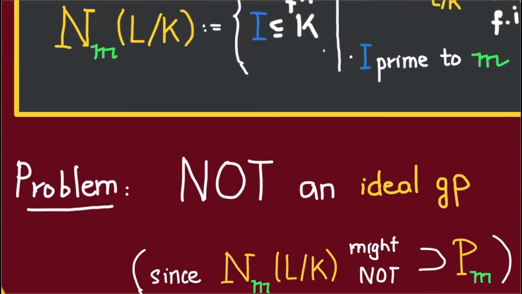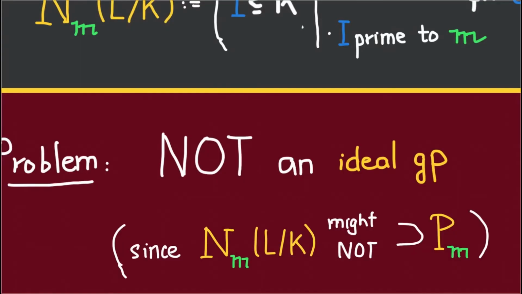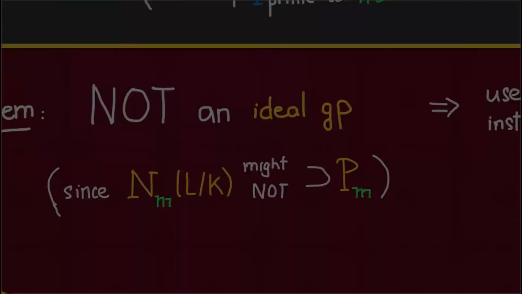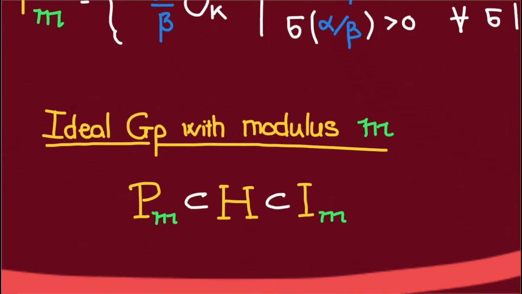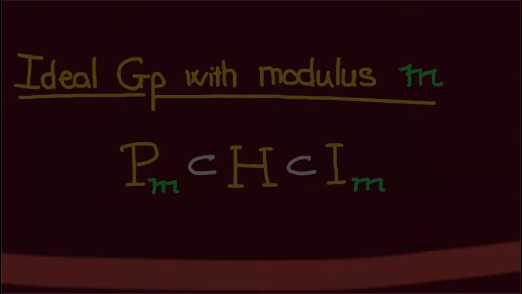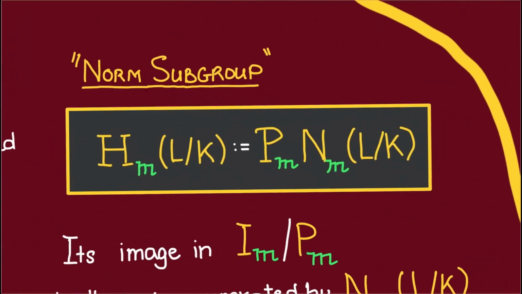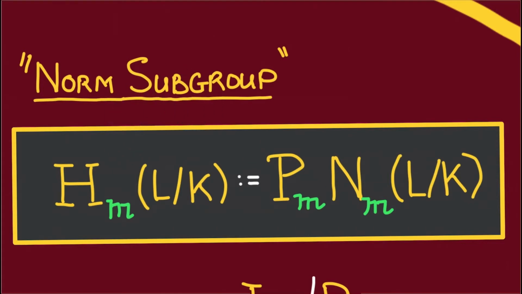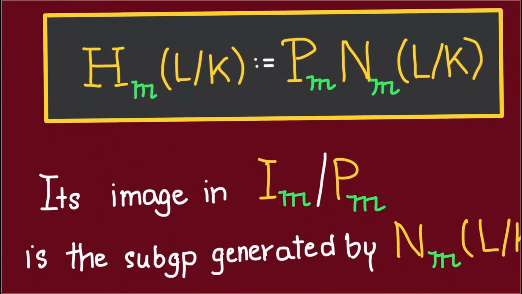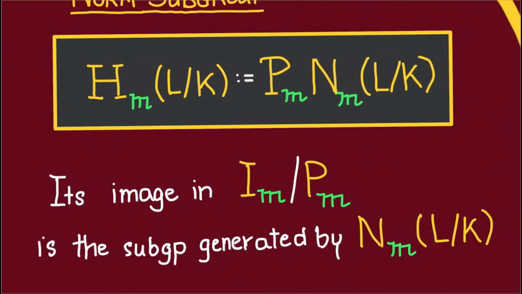This group might not be an ideal group, because this norm group might not contain P_M. Remember, by definition, an ideal group has to be sandwiched between P_M and I_M. Therefore, to turn this norm group into an ideal group, a natural thing to do is to extend it by P_M. In other words, we can define the norm subgroup of L over K with respect to the modulus M as the product of P_M with this norm group. Another way to think about this norm subgroup is that it's the unique ideal group whose image inside this quotient is just the subgroup generated by this norm group.